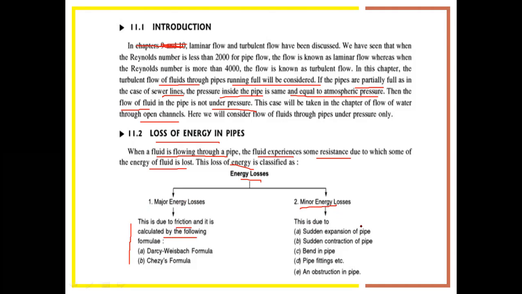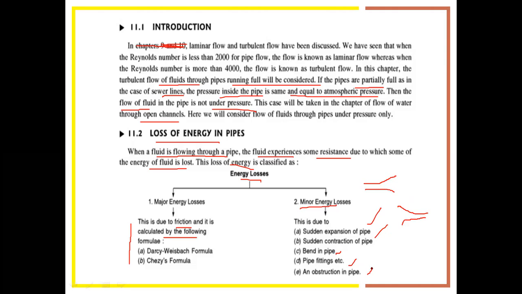Minor energy losses take place whenever the pipe has a sudden expansion, that means variations in the pipe diameters. Sudden expansion means that in this case the pipe is narrow, and suddenly it is expanding. In some cases, it is suddenly decreasing like this. Also bends, pipe fittings, and obstructions in the pipe. In these cases, the minor energy losses happen.